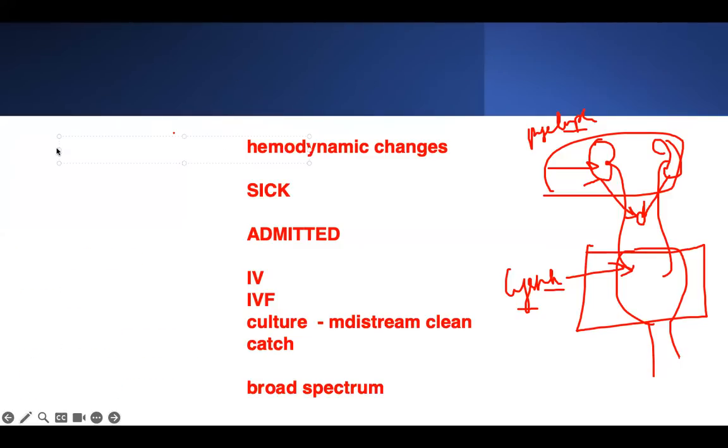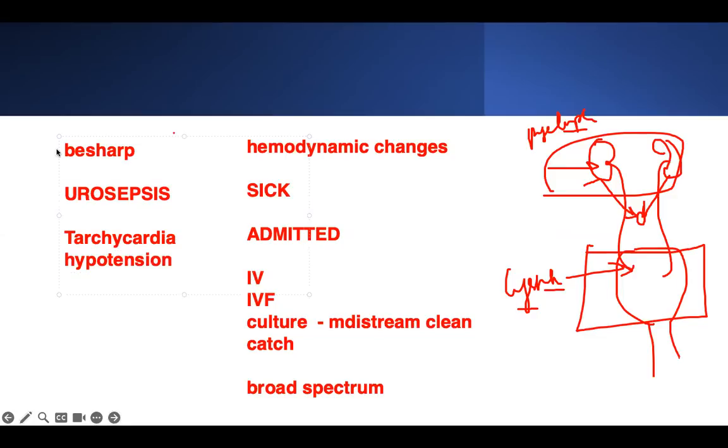Then after that, like I said, this patient has to be monitored carefully. What is your biggest problem? The big concern for this is urosepsis. They're going to get sick, so you've got to monitor for sepsis. What do you look for? Tachycardia, hypotension, change in mental status. Those are the keys you're looking for, okay?